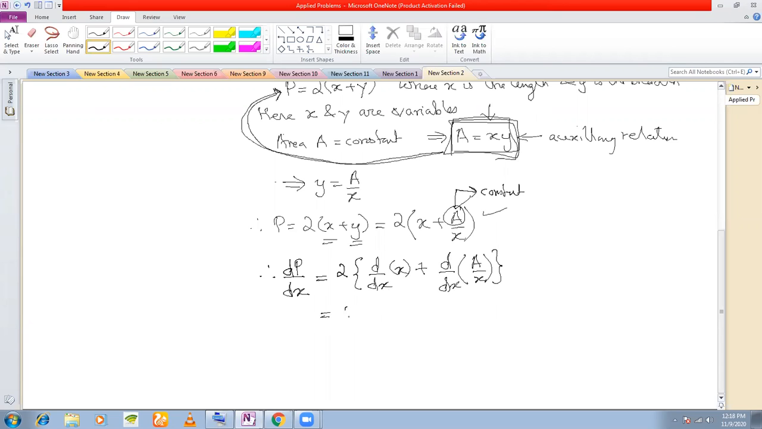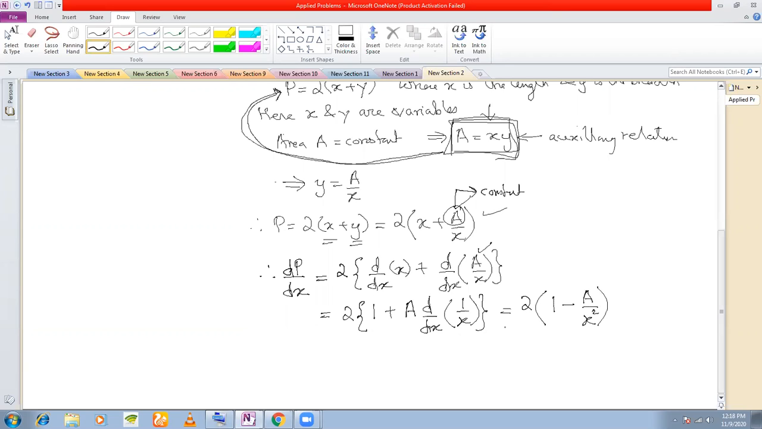Now next step, 2 d/dx of x is 1. And see, this is a constant, you can take it out of the differentiation: a d/dx of 1 by x. Am I right or wrong? Yes, sir. Next, I get 2 times (1 minus a times d/dx of 1 by x), which is minus 1 by x square. So I get that.